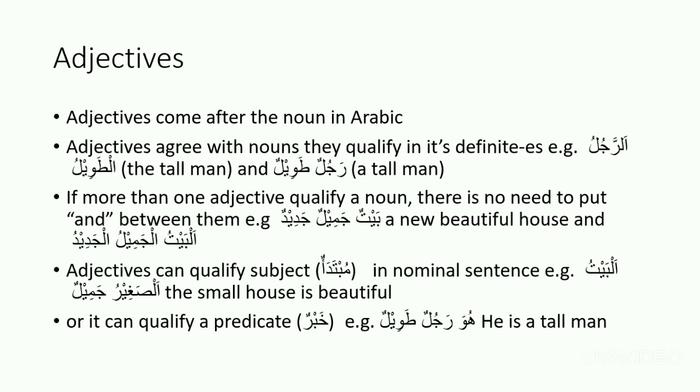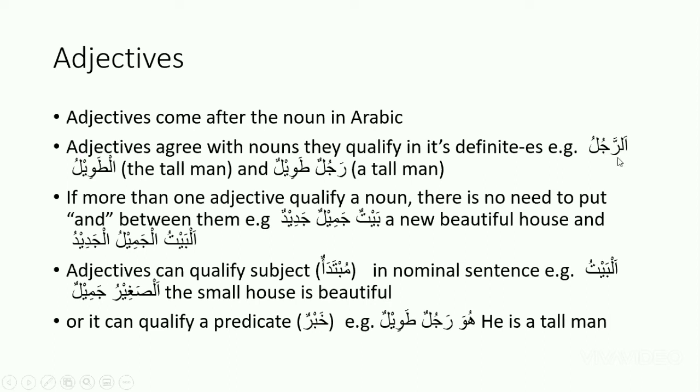Adjectives are describing words, and in English they are placed before the noun they qualify. For example, we can say the tall man. Here, tall is the adjective of man. And as you notice, tall comes first. In Arabic, it's the other way around. The adjective comes after the noun. And it has to agree with the noun in terms of it being definite or indefinite. For example, here, ar-rajulu at-tawilu.